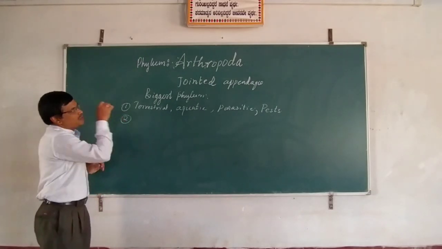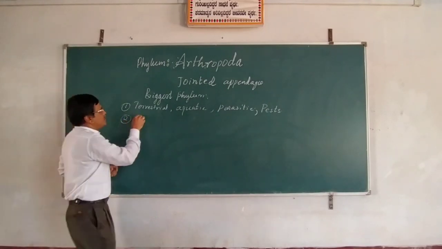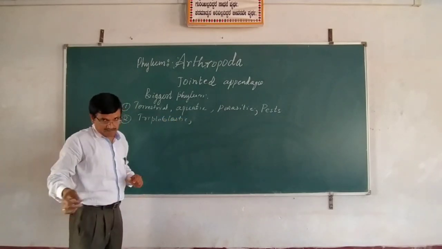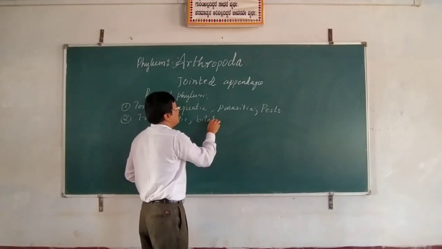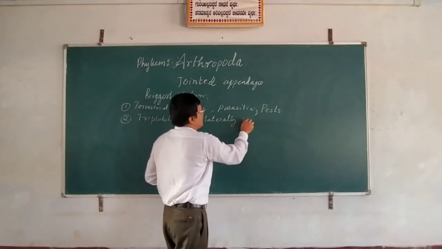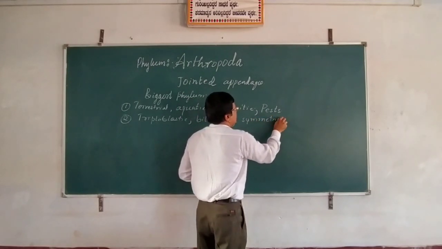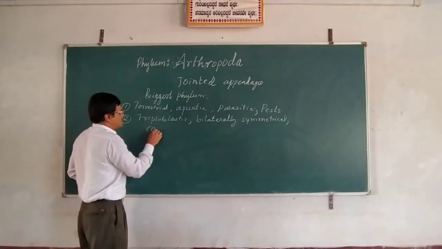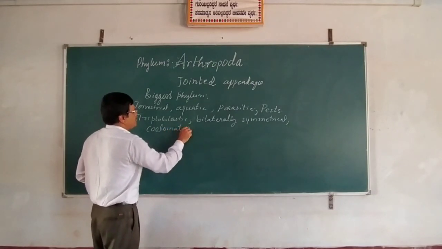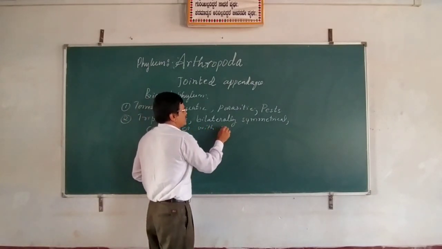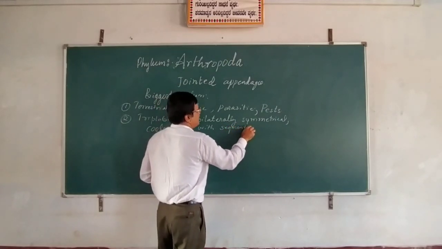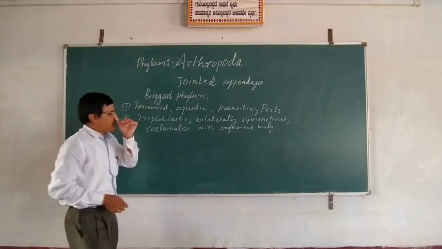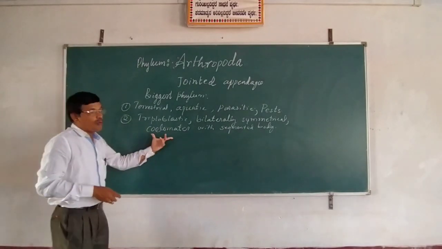Then the arthropods are triploblastic. They are bilaterally symmetrical. Then coelomates, with segmented bodies, body segmentation is there. They are coelomates, their body cavity is coelom.